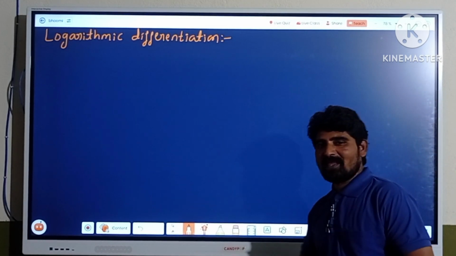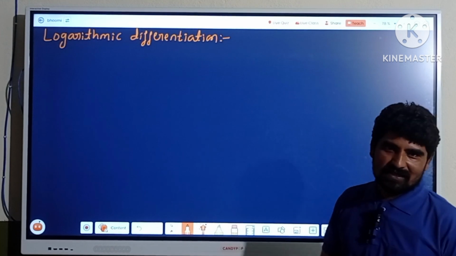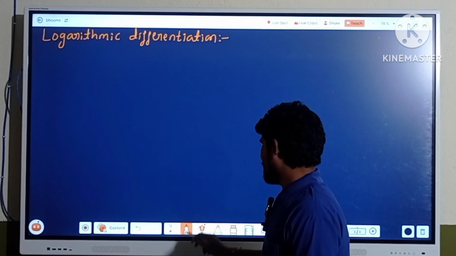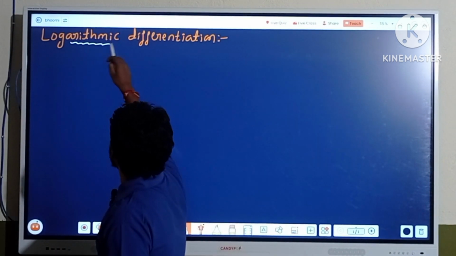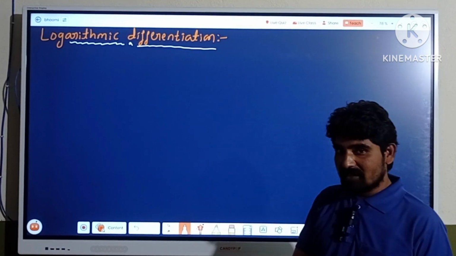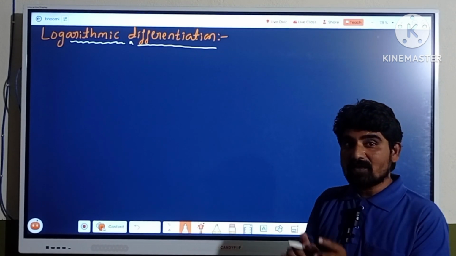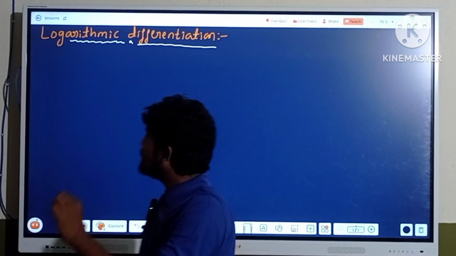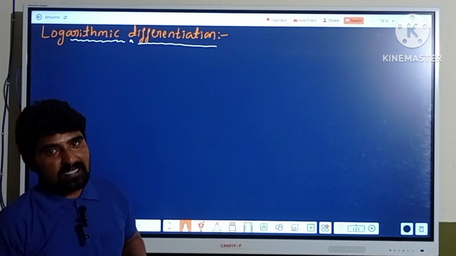Good morning, students. In the last class we discussed the derivatives of exponential functions and logarithmic functions. Today I am going to discuss what logarithmic differentiation is. Logarithmic differentiation is not the derivative of logarithmic functions. Both are different from one another. Derivatives of logarithmic functions means we need to differentiate log functions. Logarithmic differentiation is a method of differentiation used to find the derivatives of some functions.